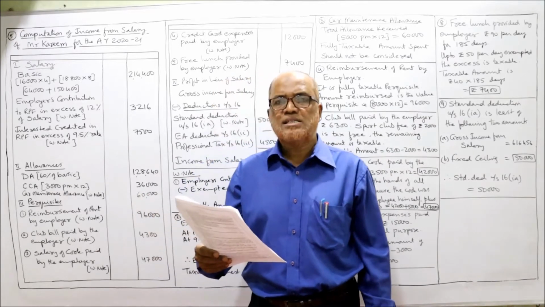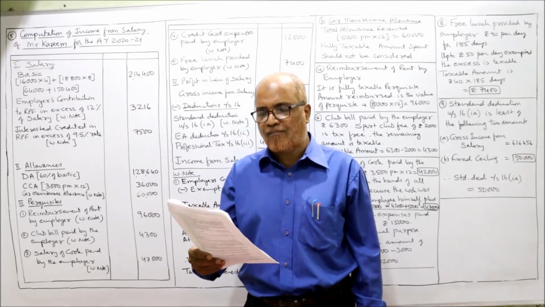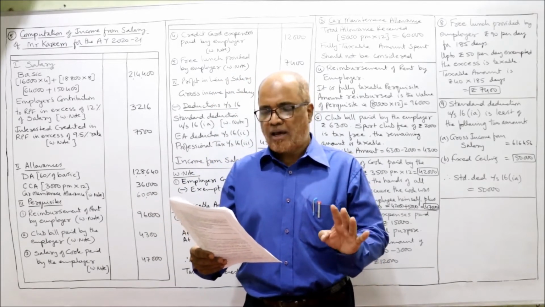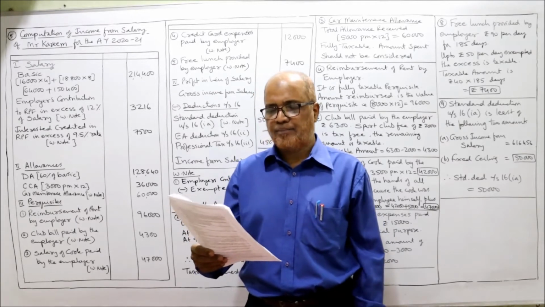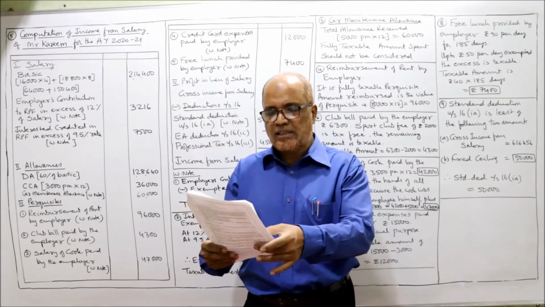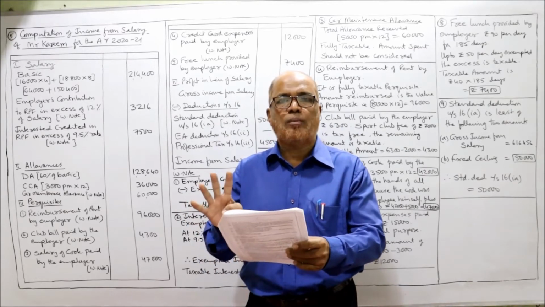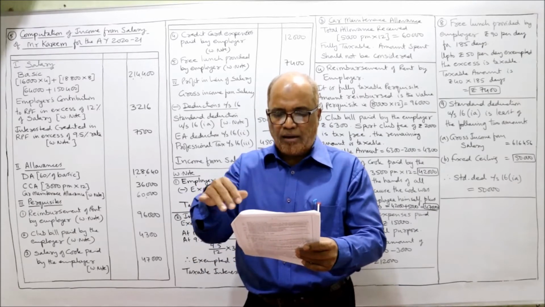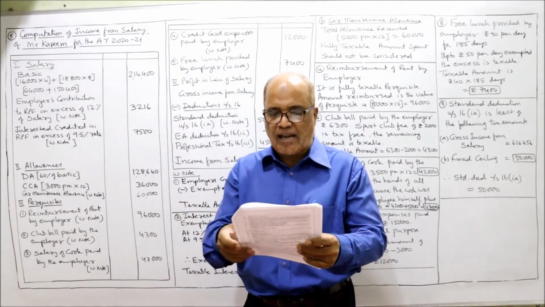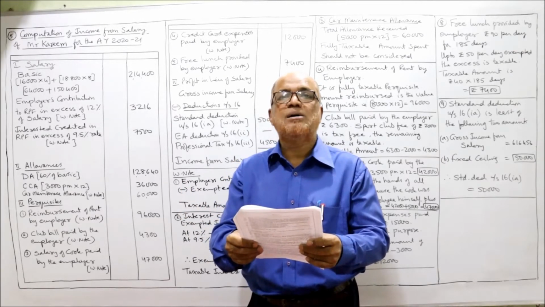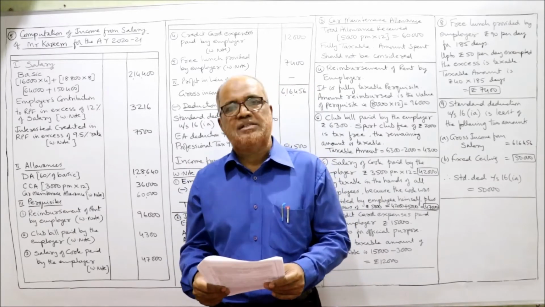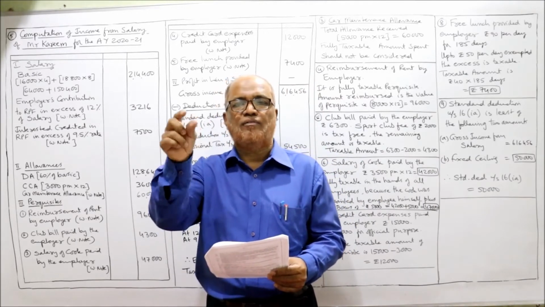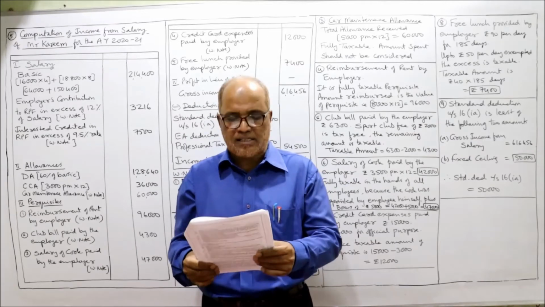Basic pay 16,000 for first 4 months and thereafter 18,800 per month. So every month 16,000 rupees for the first 4 months of the year, and remaining 8 months the salary will be 18,800. This is the basic pay. Fixed allowance of DA 60% of basic. So whatever basic we get, of that 60% is the dearness allowance.